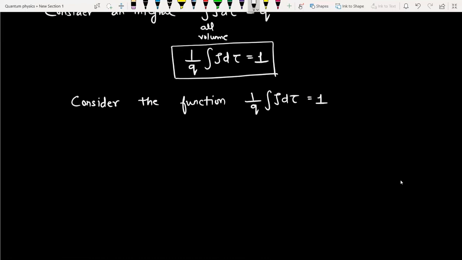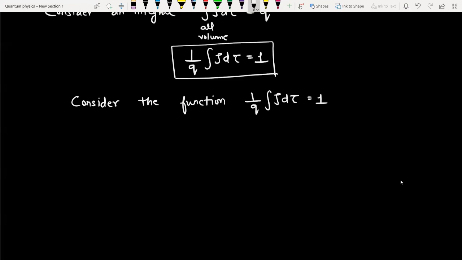Why? Because obviously if the point r is equal to r naught is included, this integral of rho d tau would be q, since the integration range contains that point. As I just told you, the integration of rho d tau is equal to the total charge. So this integration of rho d tau would be q, and then this q divided by this q would be 1, right?